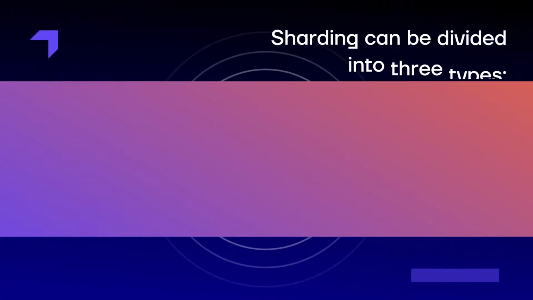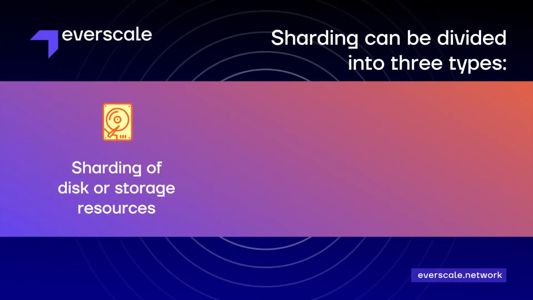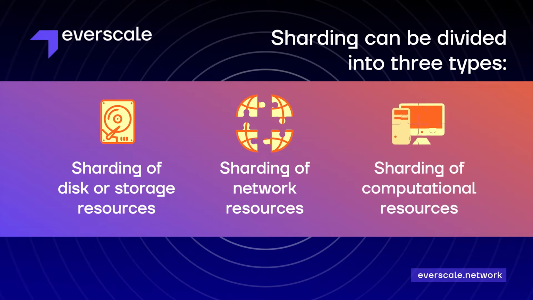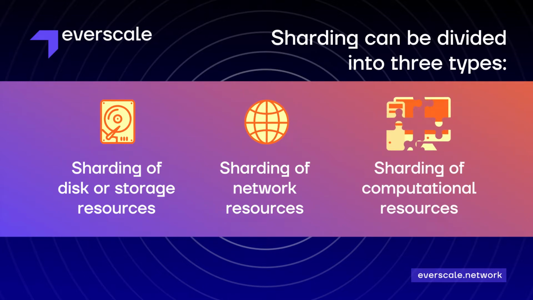Sharding can be divided into three types: sharding of disk or storage resources, sharding of network resources, or sharding of computational resources. If we jump ahead a bit here, the first bottleneck that each network faces is computational resources, and Everscale solves this problem through its asynchronous model.